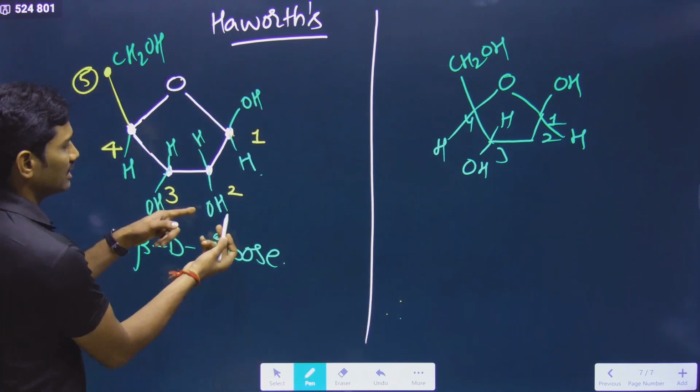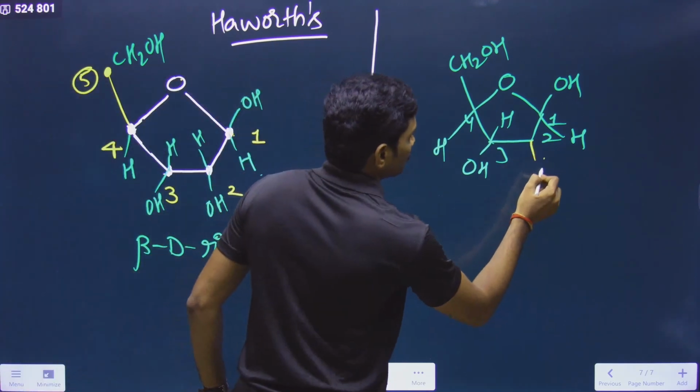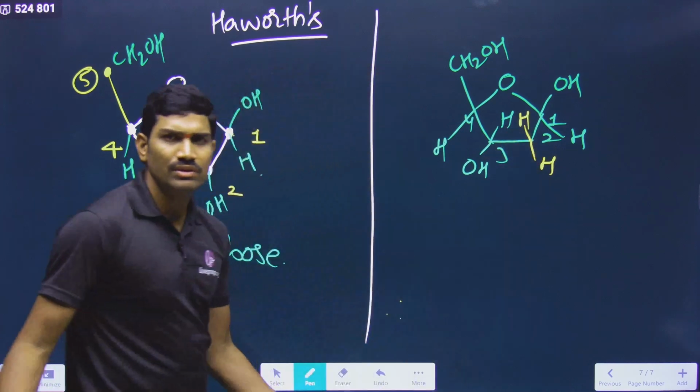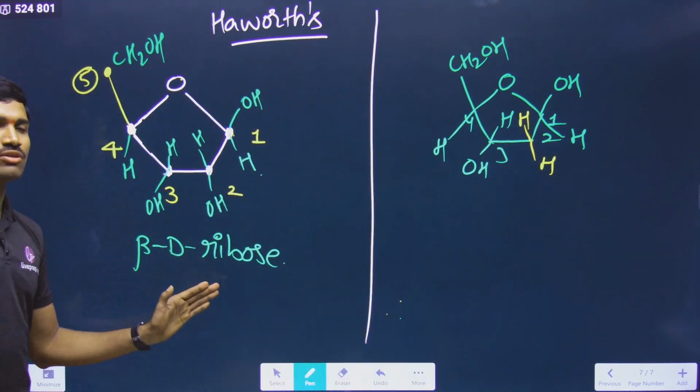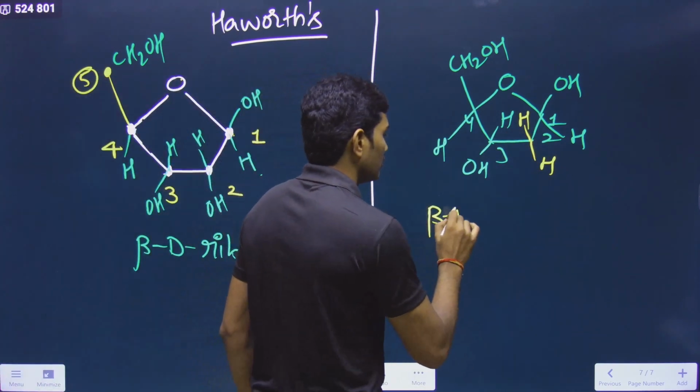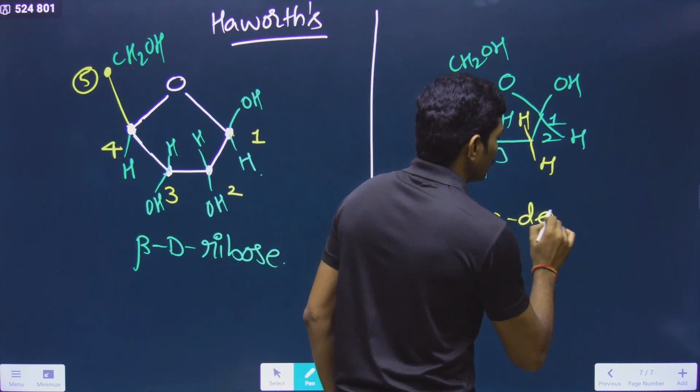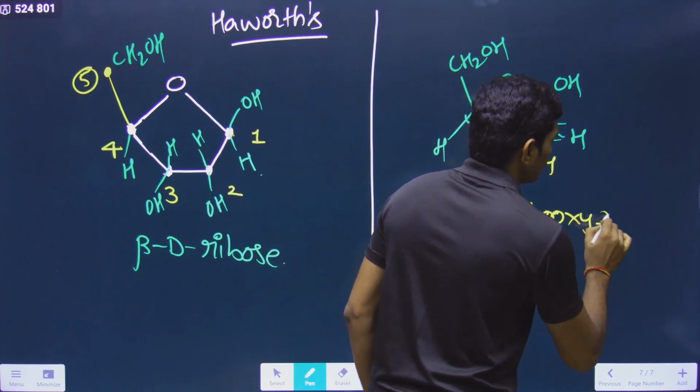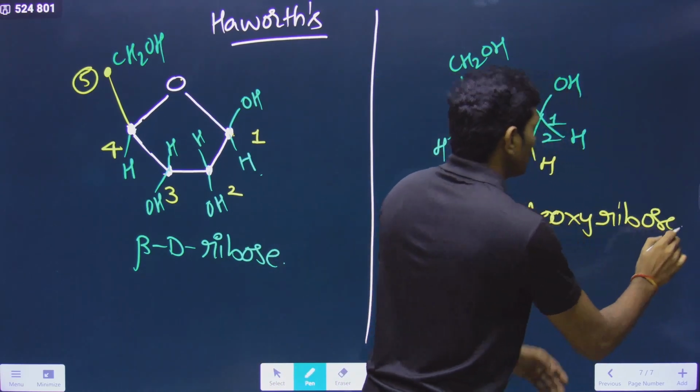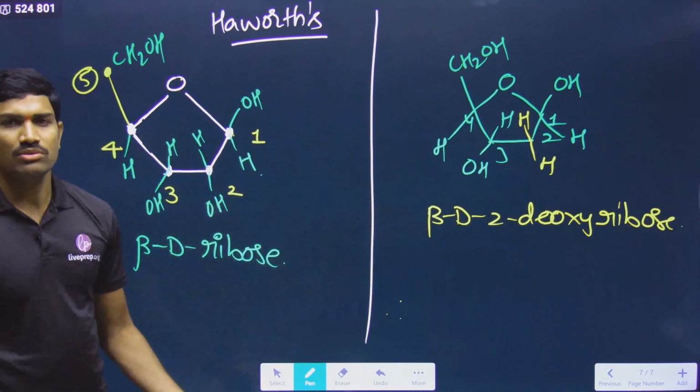And here what happens? Instead of OH, H is required. So here H is there. That's it, over. So if you know the structure of this, you can easily write the structure of the other one. So it is 2-deoxyribose. Beta, capital D, 2-deoxyribose. That's it.